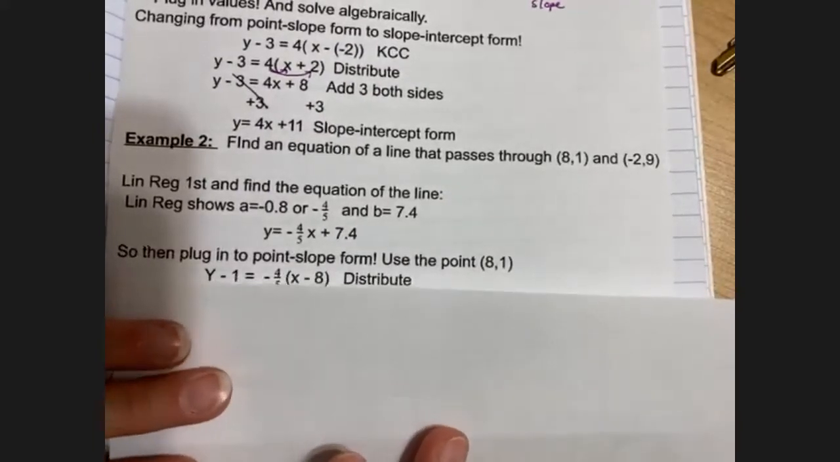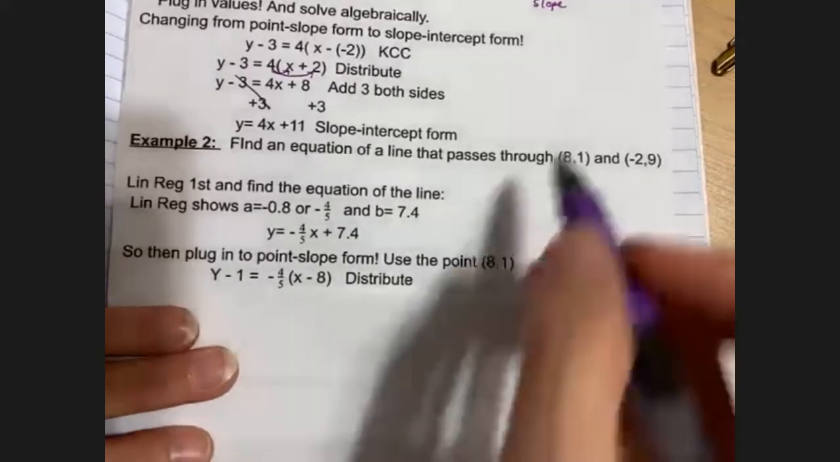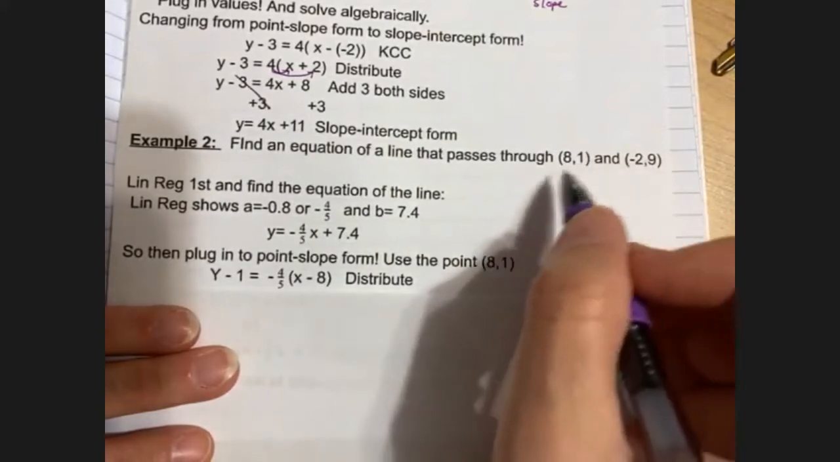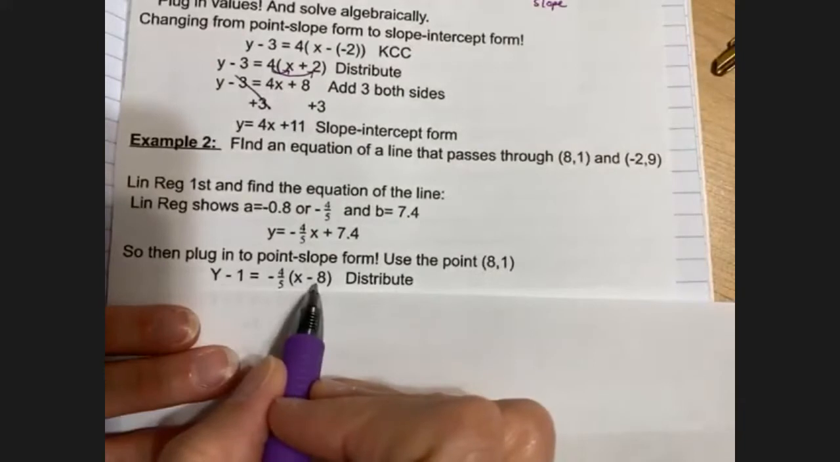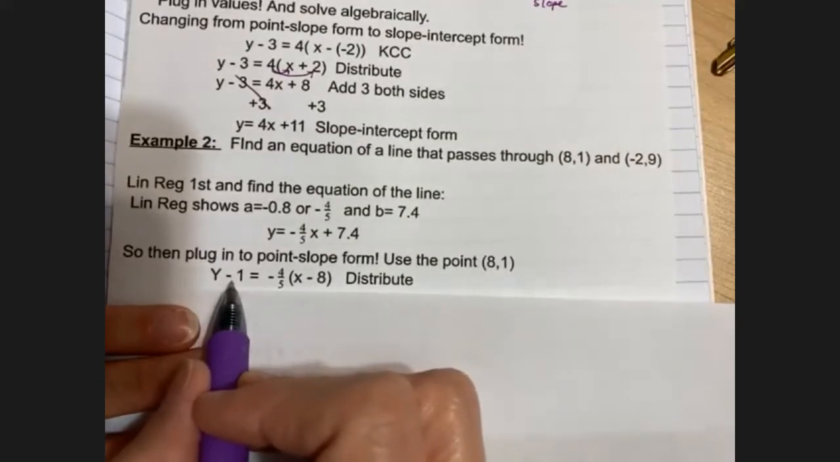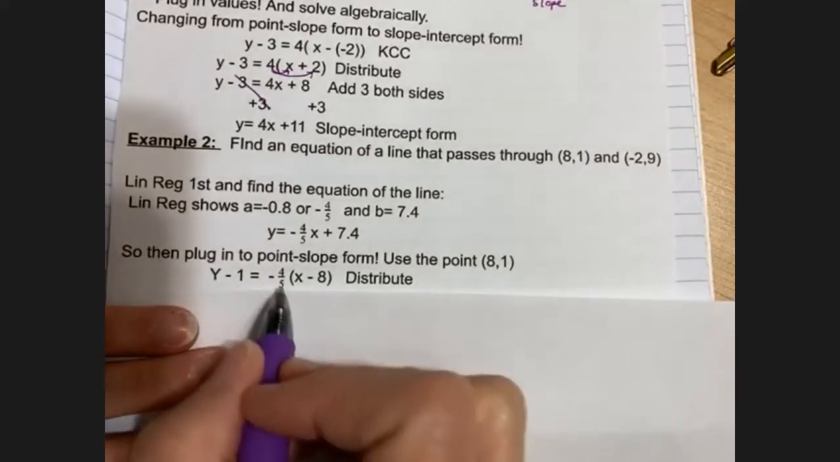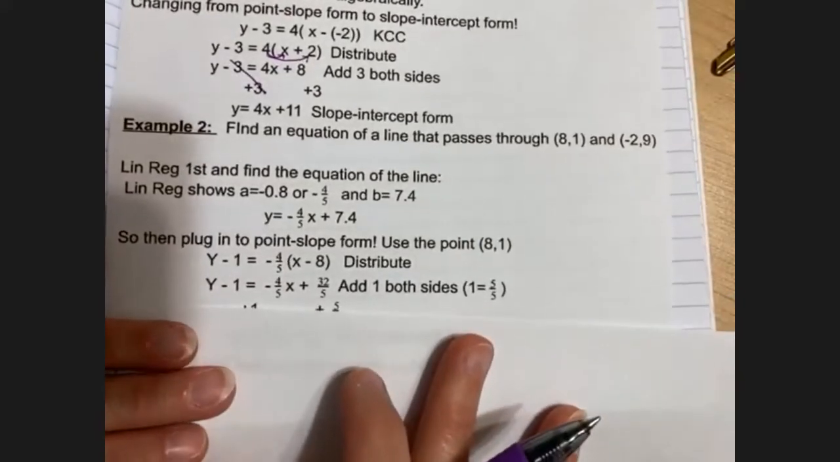And then I plug it into point-slope form. And when I do that, I already know one of the points. And it honestly doesn't matter which of these 2 points you use. So we use 8, 1 here. And I'm going to plug in my 8 for my x1, my 1 for y1. And so then I'm going to subtract, going to distribute -4/5 x plus 32/5.